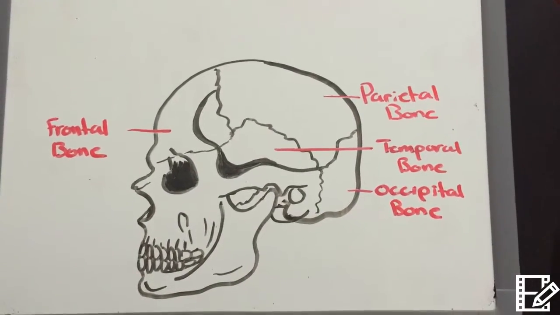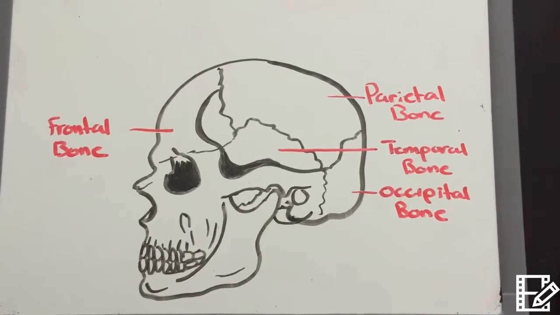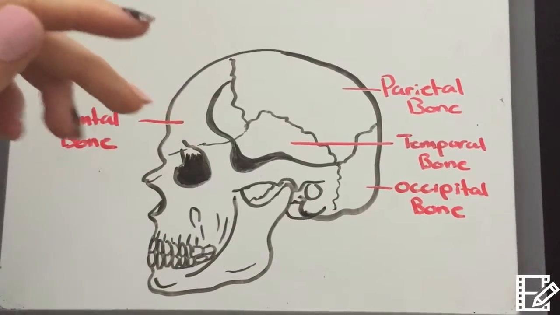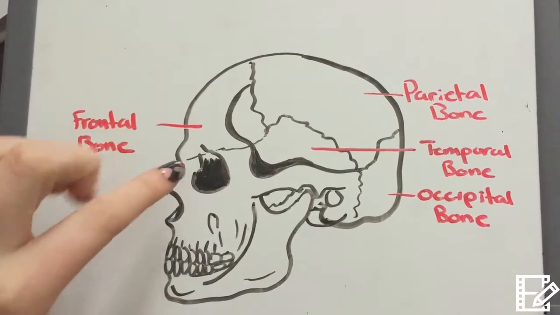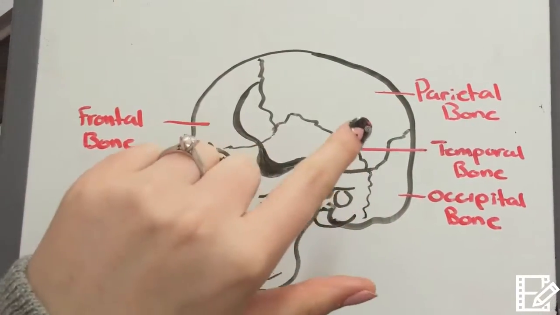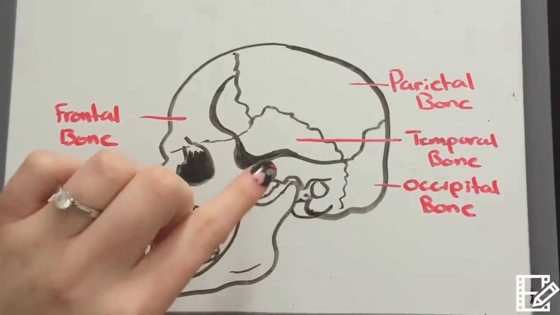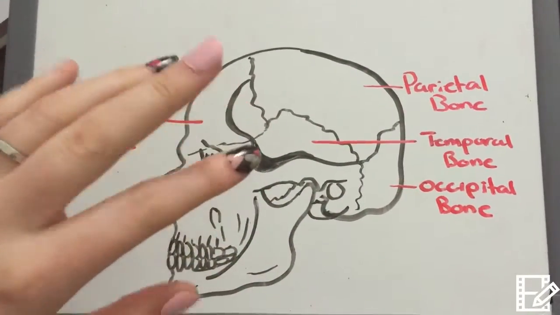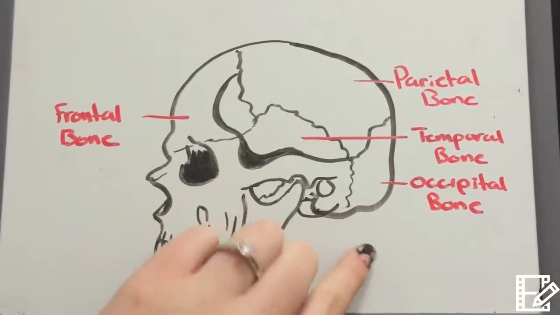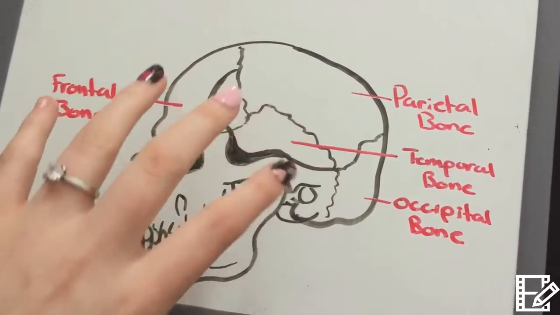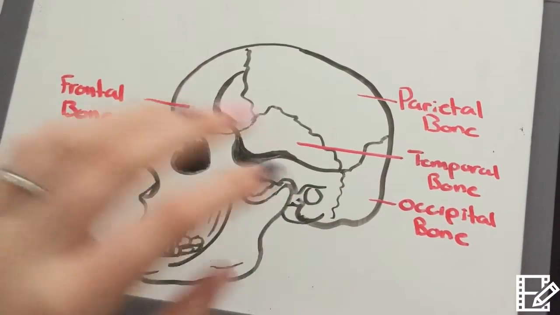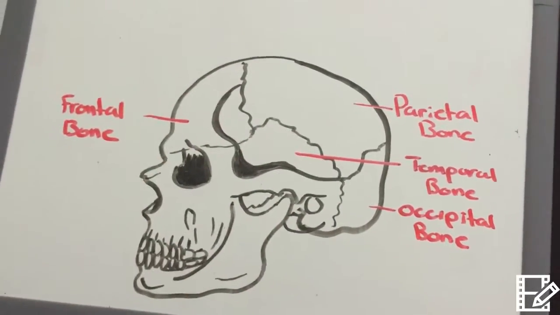So I drew out another really bad diagram just to kind of show you guys where the flat bones are. So here's the frontal bone in the skull, your parietal bone, your temporal bone, and you can kind of tell that because it's at your temples, and then your occipital bone. These all form together to make your skull and protect your brain.